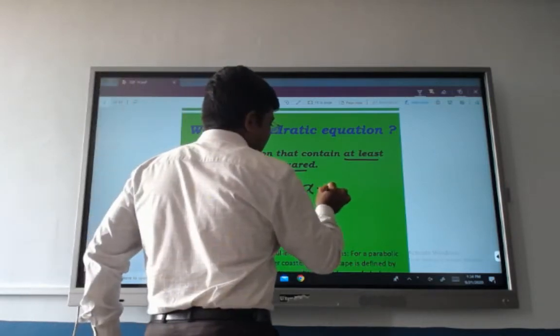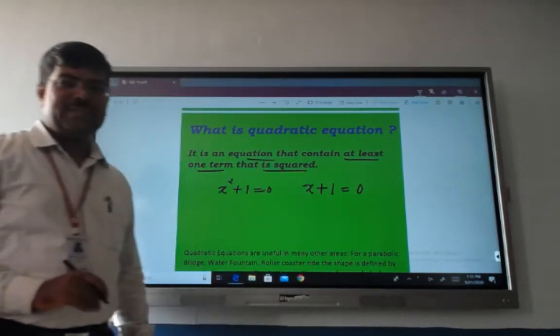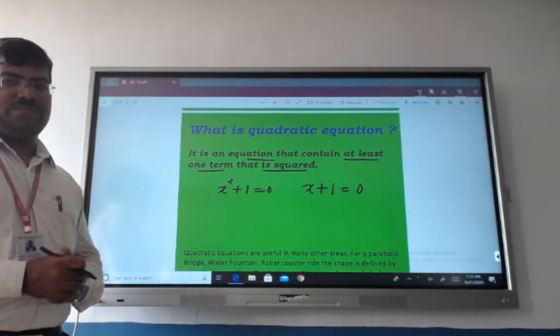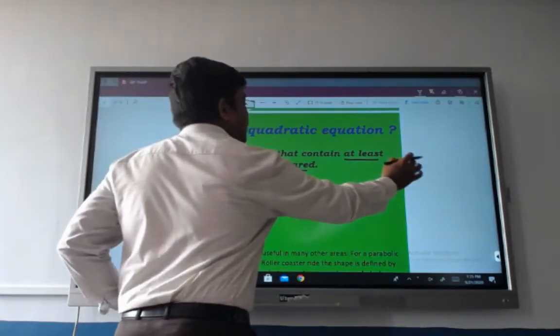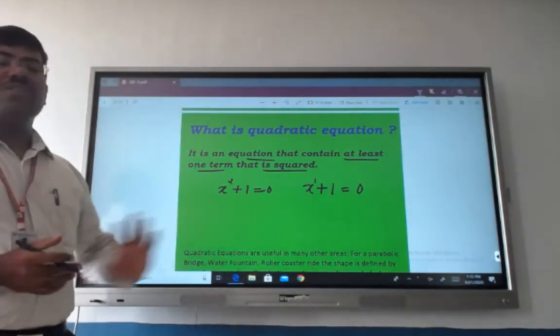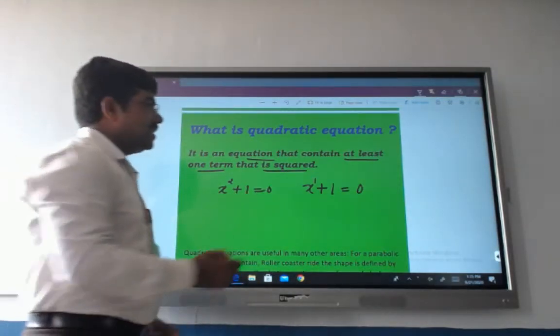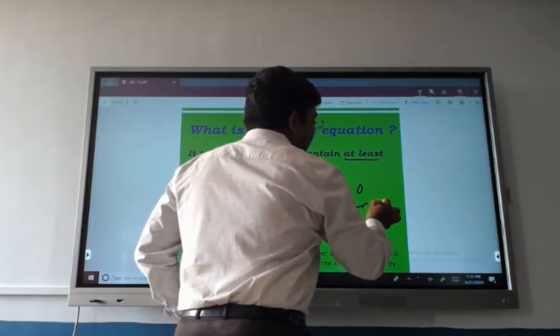One more example I give here, that is x plus 1 is equal to 0. Is this a quadratic equation? No. Why? Because its exponent is 1. So this is not a quadratic equation. Then what is it? This is a linear equation.